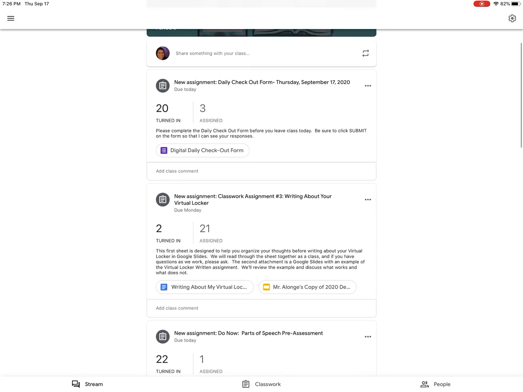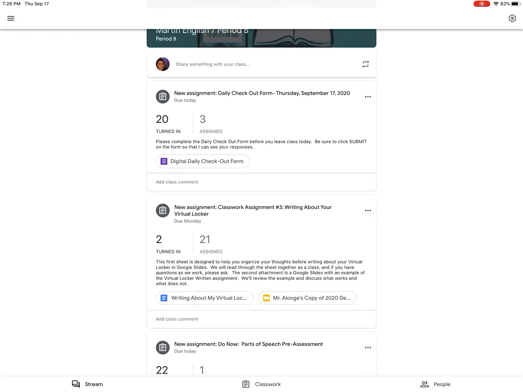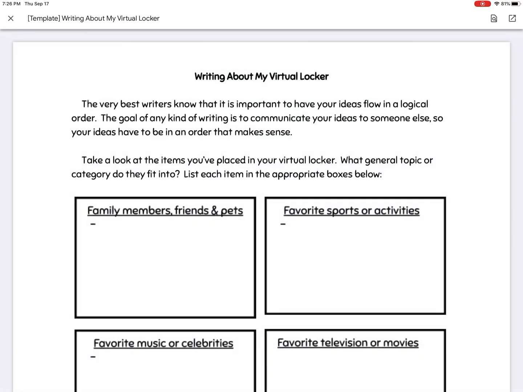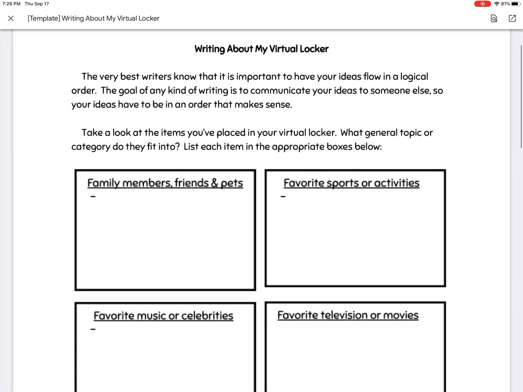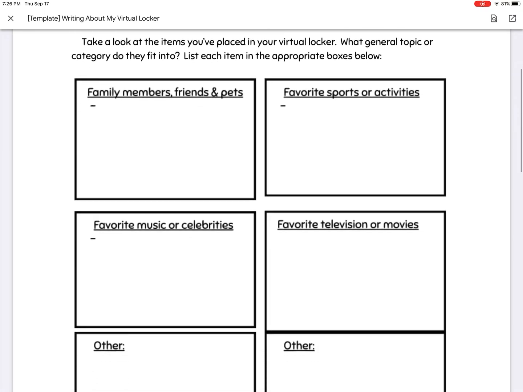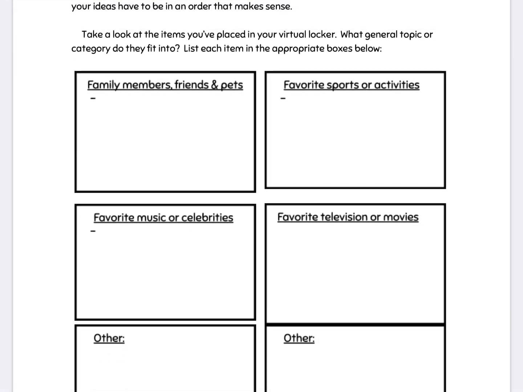The next item on our agenda today was writing about your virtual locker. So as you'll recall, we've been working on the virtual locker assignment this week. So today we worked on the writing part of that. So you'll come to this assignment, classwork assignment number 3, and you'll select the document, which is called Writing About My Virtual Locker. The first step was to take all of the items in your locker and categorize them. So perhaps you have pictures of loved ones, so they would go in the family members, friends, and pets box.